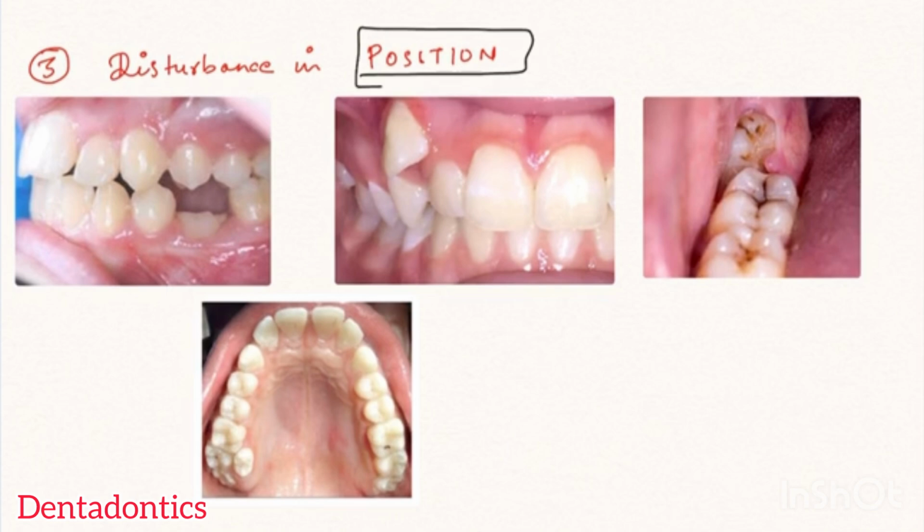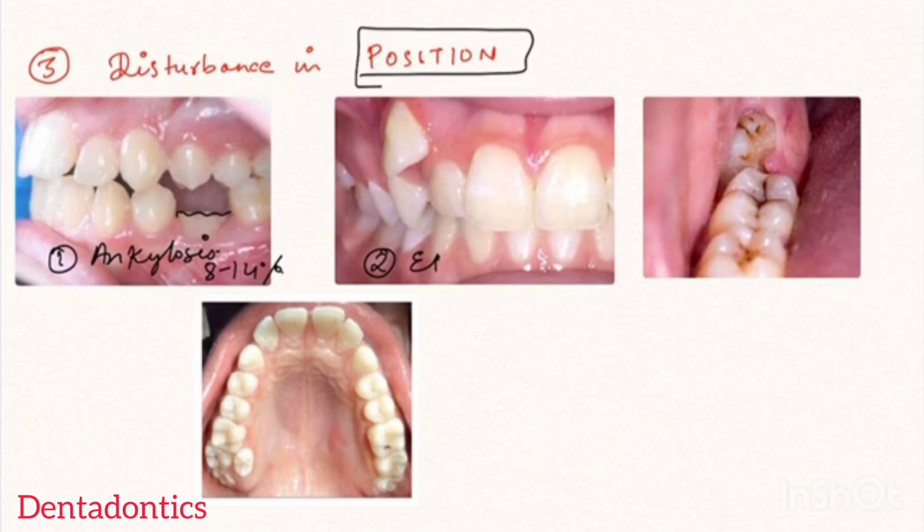Now coming to the disturbance in the position, as you can see the tooth will be in a different position. First is ankylosis. Normally the primary tooth will be fused to the bone. There will be fusion of the root to the tooth bone, and it is because of trauma, and the prevalence rate is 8 to 14%. Most commonly the tooth involved is the primary mandibular second molar. Here the tooth will be infraoccluded and it is also known as submerged tooth.